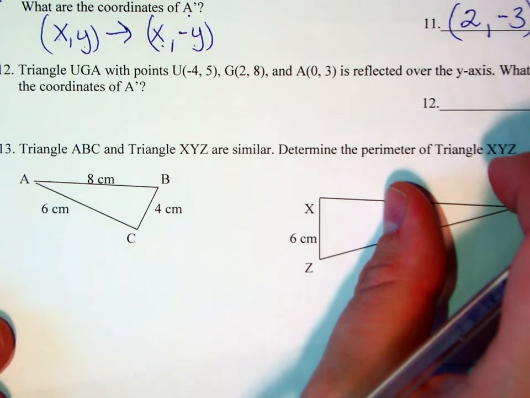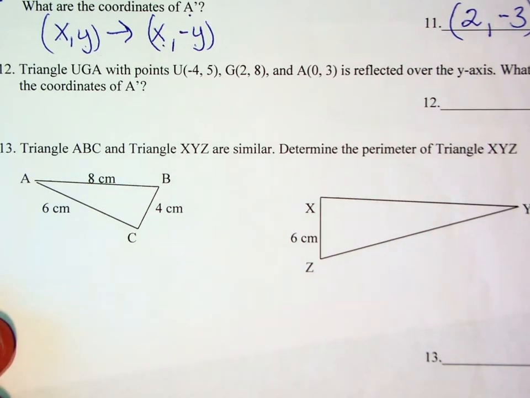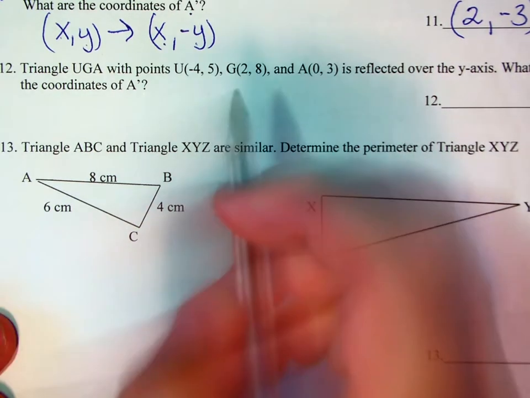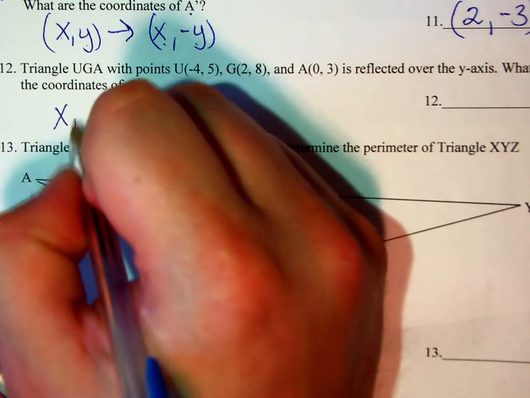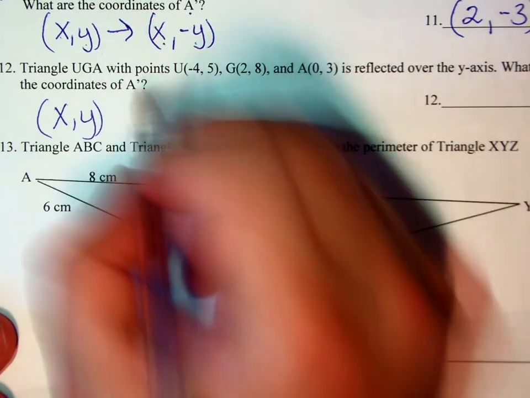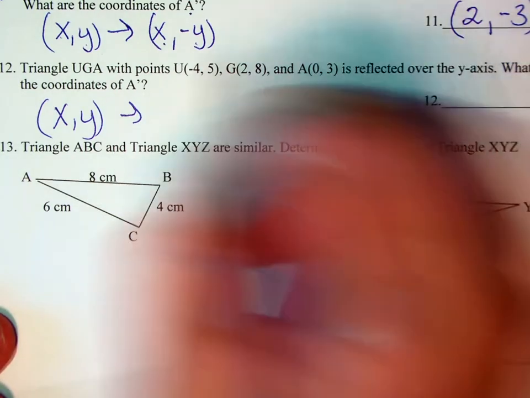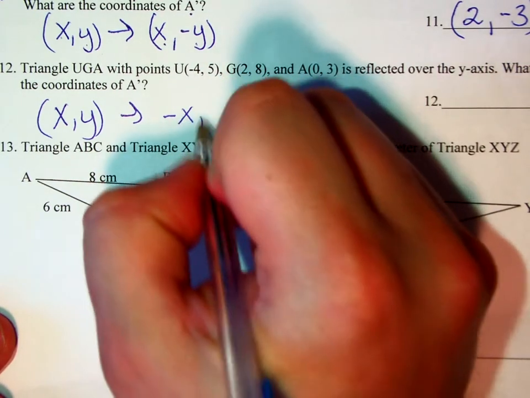Number 12, triangle UGA with points (-4, 5), (2, 8), and (0, 3) is reflected over the y-axis. What are the coordinates of A prime? Well, now we're reflected over the y-axis, so we need a different rule, and I'm always going to write out the rule first. It's good practice, and it will tell me if you know the rule in the first place. So (x, y) transforms to (-x, y).